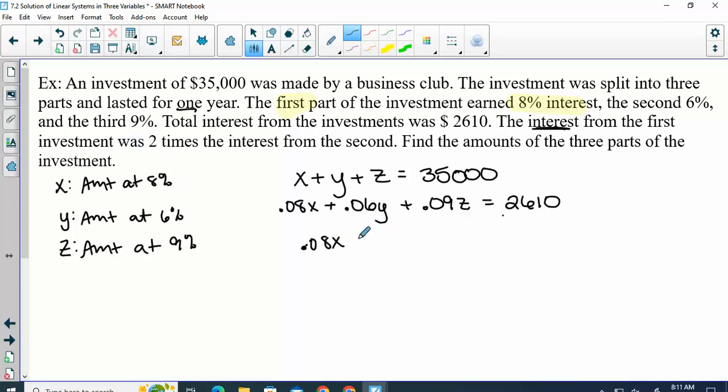So that means equal to 2 times the interest from the second. So the second one was my 6%. So how would we show that interest?